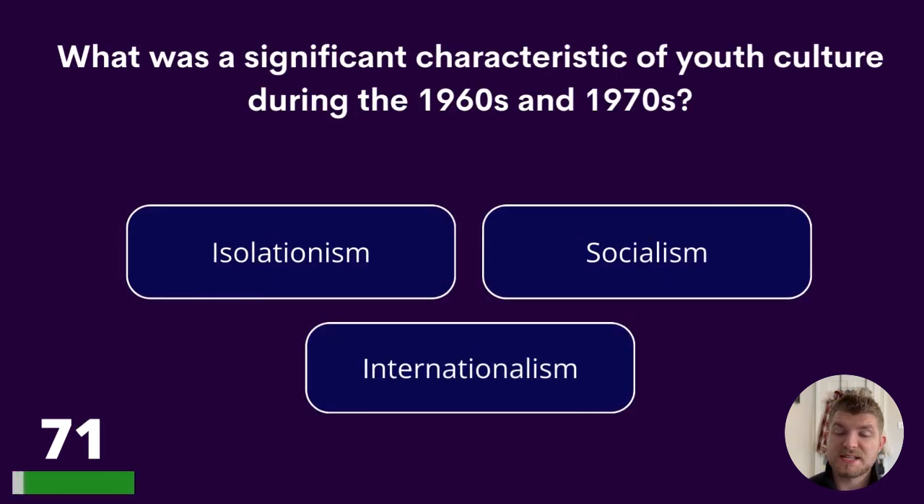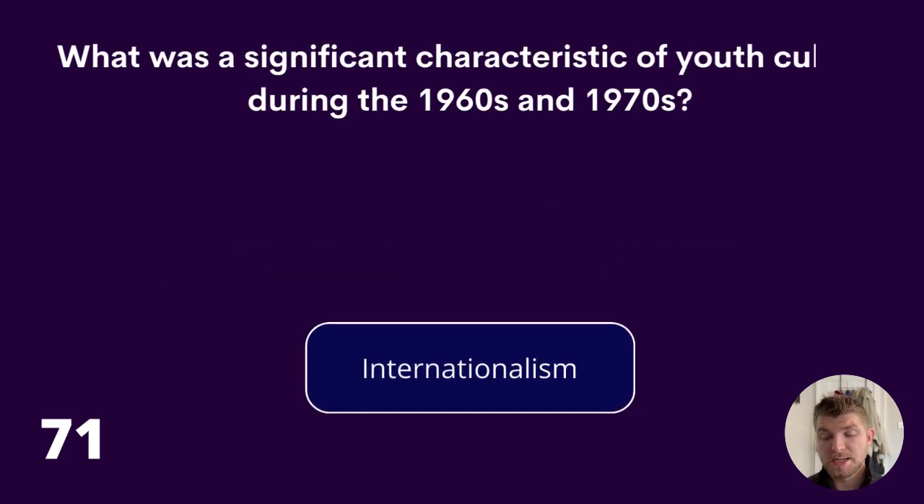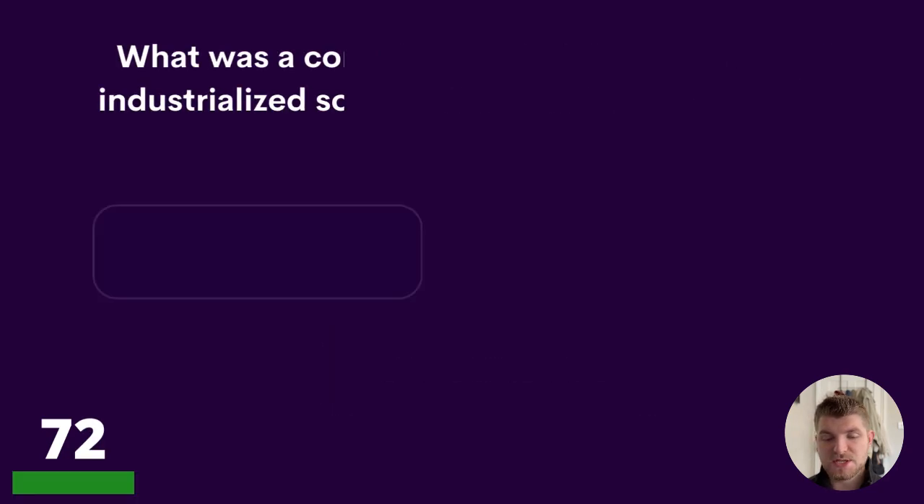71. What was the significant characteristic of youth culture during the 1960s and 1970s? Isolationism, socialism, or internationalism? The answer is internationalism.